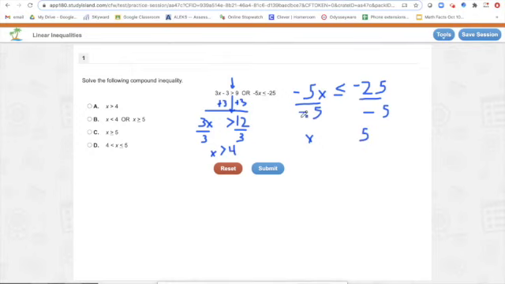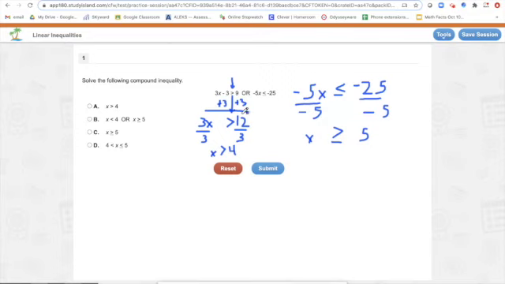But anytime that we divide both sides by a negative, which we did right here, we divided both sides by -5, we have to flip that inequality sign. So no longer do we just drop it down and keep it less than or equal to. We have to flip it so it's greater than or equal to. And like I said, that's the only difference between the solving process of an equation and an inequality. Anytime you multiply or divide both sides by a negative, you have to flip that inequality.